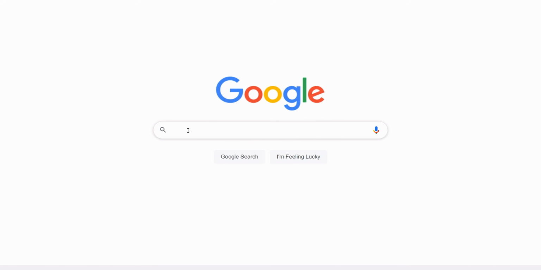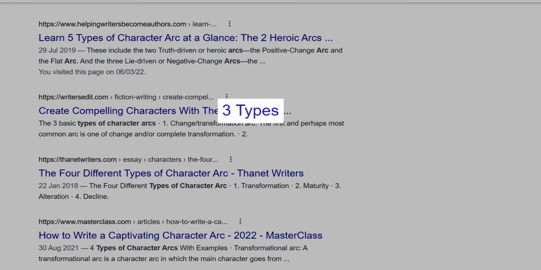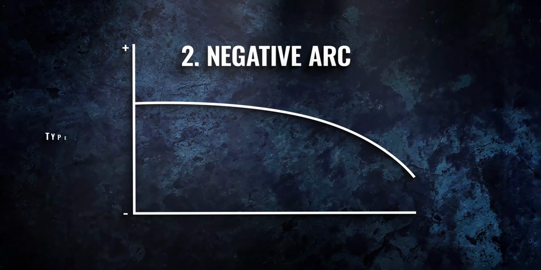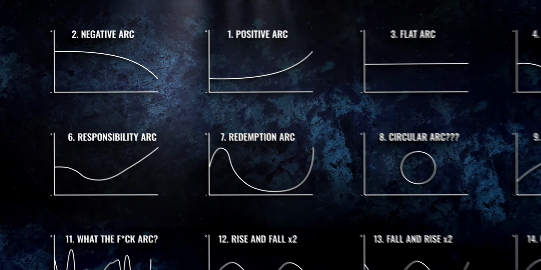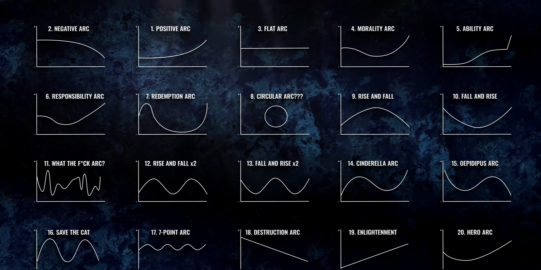So how many character arcs are there? Well, a quick search in Google, lots of websites say there's 3 character arcs. Another website says there's 4. Some say 5, some say 6, some say 7. It's madness. I mean, no one seems to know. Moral arcs, dissolution arcs, maturity arcs, transformation arcs. Don't ask me what all of these mean. It's just really confusing. How many are there? I think they're all wrong.